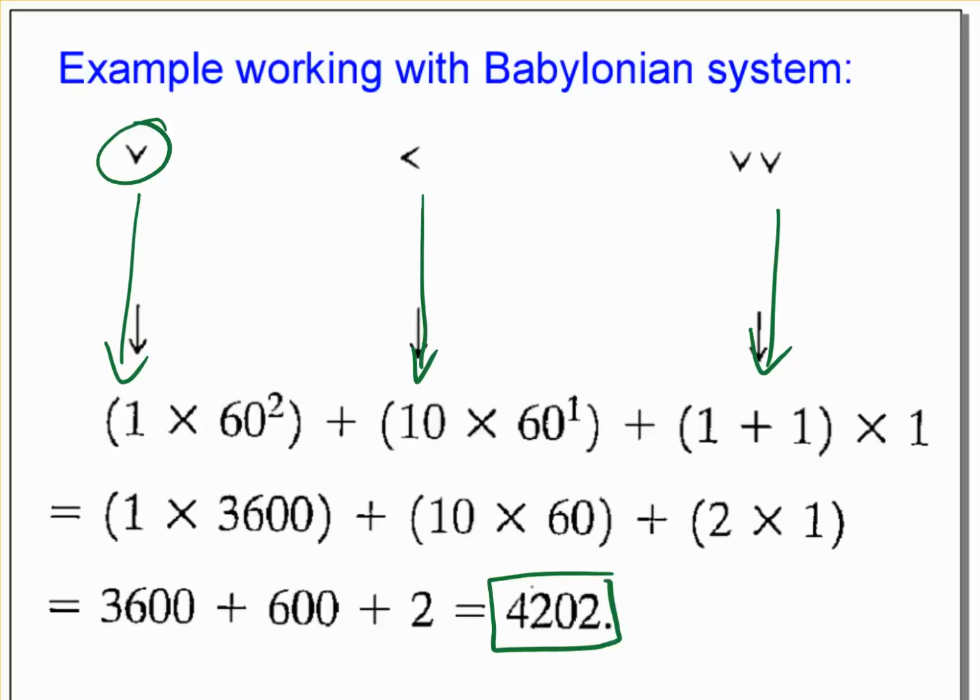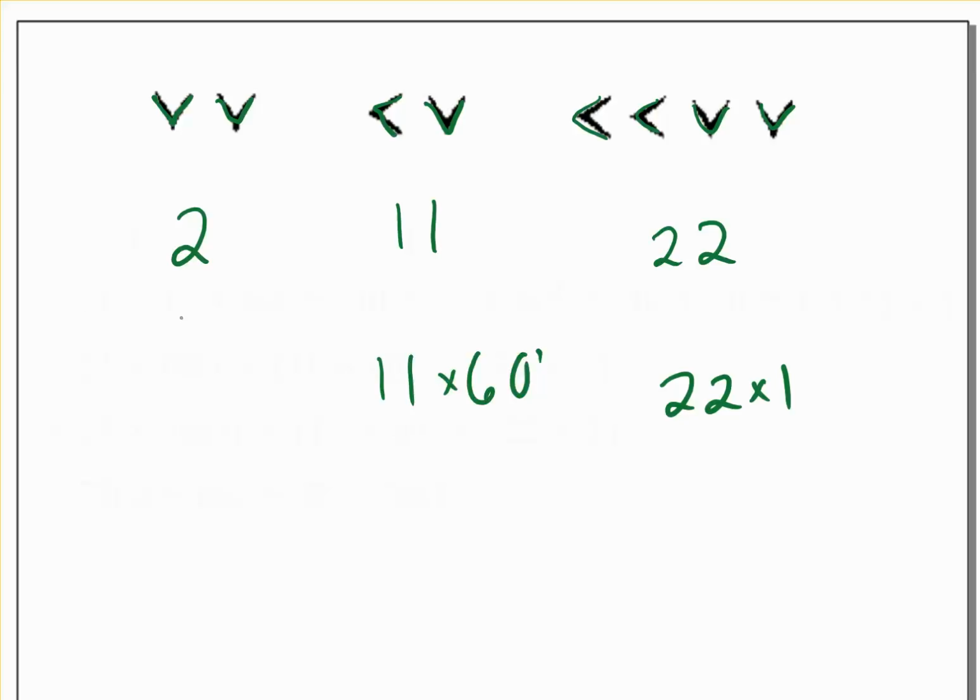So let's take a look at what that would look like in an example. This right here, the carets represent 1s. So I have 1 and a 1, which represents a 2. I have a 10 and a 1, which represents an 11. And I have 2 10s and 2 1s, which would represent the number 22. Now, those don't just represent 2s, 11s, and 22s. Just like our 4, 7, and 3 didn't represent a 4, it represented 4 100s. This represents 22 1s. This represents 11 60s. And this represents 2 60 squareds.